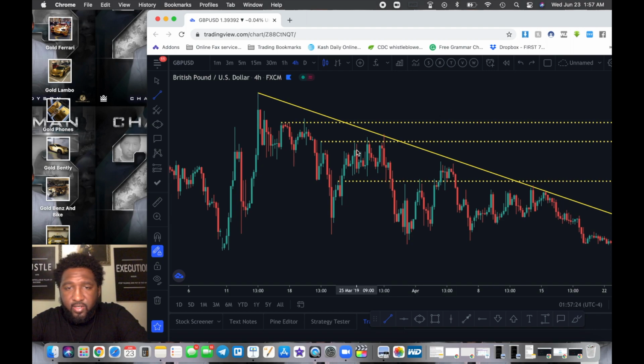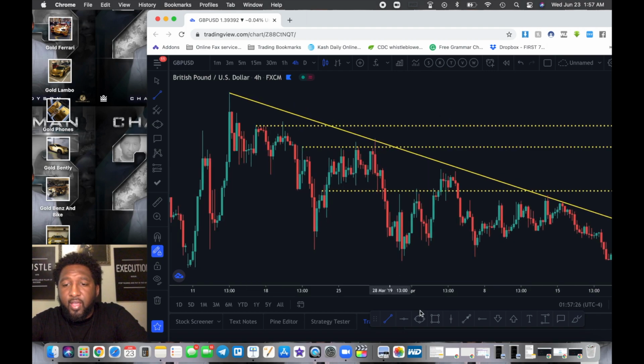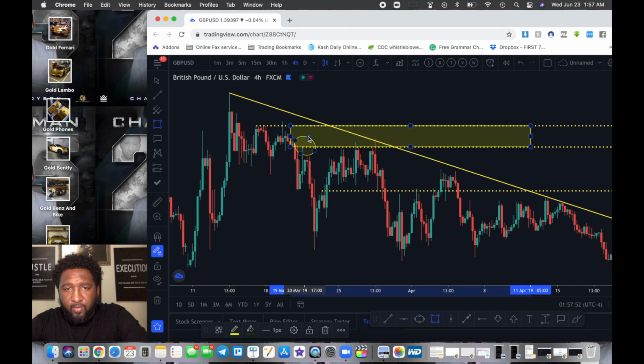Okay? So watch this. In the downward scenario, when the market comes here, this is where people will be looking for the sell, right? This is where people are taught to look for the sell, but what do we know? We know this whole zone is a sell zone, right?